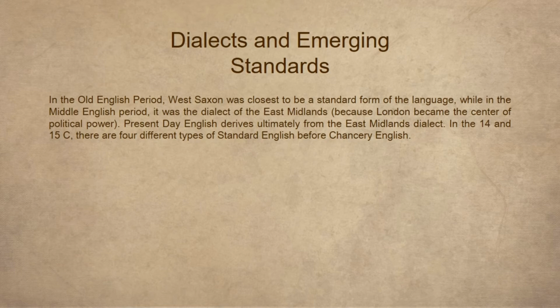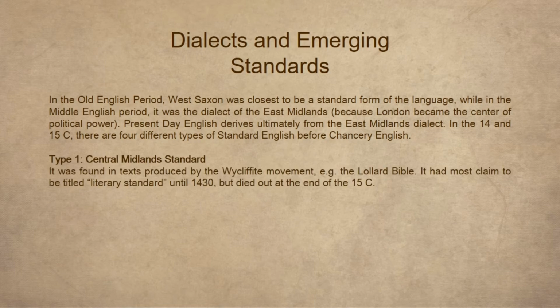The first type is Central Midland Standard. Central Midland Standard was found in texts produced by the Wycliffe movement. For example, it was found in the Lollard Bible. It had most claim to be titled Literary Standard until 1430, but it died out at the end of the 15th century.